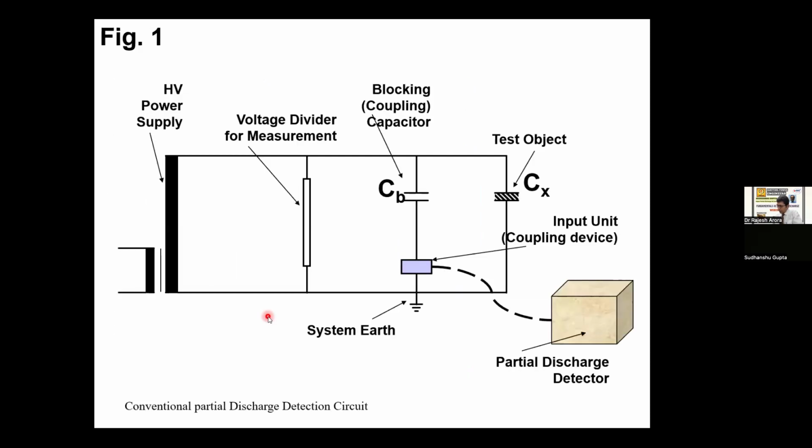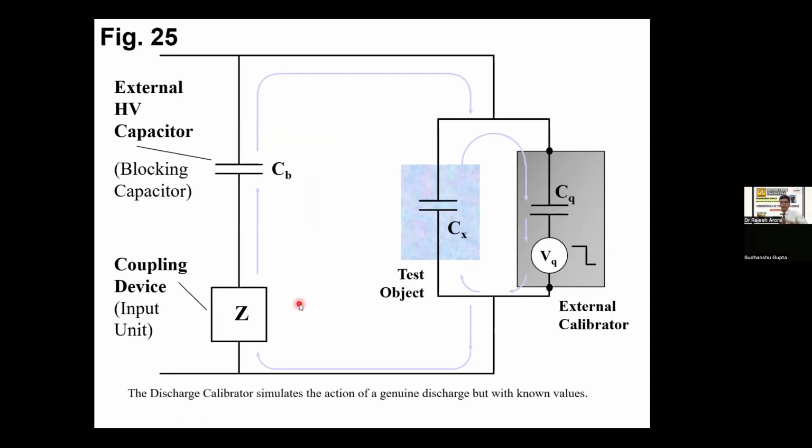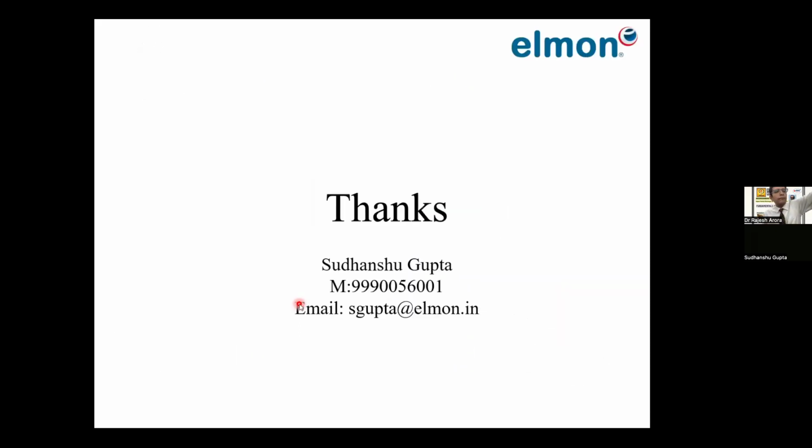Now, this is again an equivalent circuit where you can see the test object, blocking capacitor, partial discharge detector, Z impedance, voltage measurement device, and high voltage power source. So this is a testing arrangement for a conventional partial discharge detection circuit. And this is all for today.